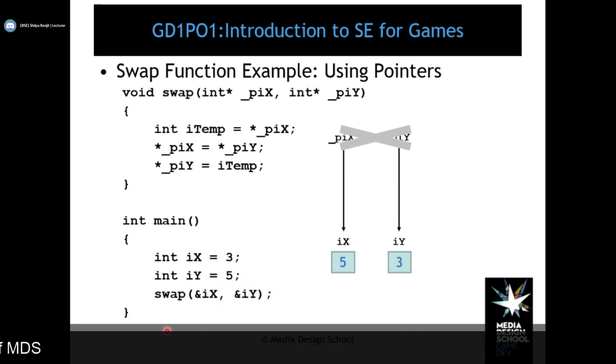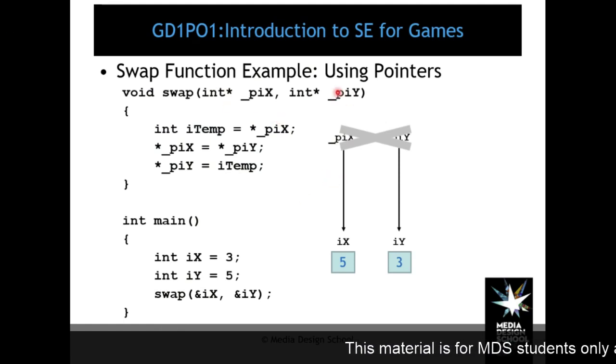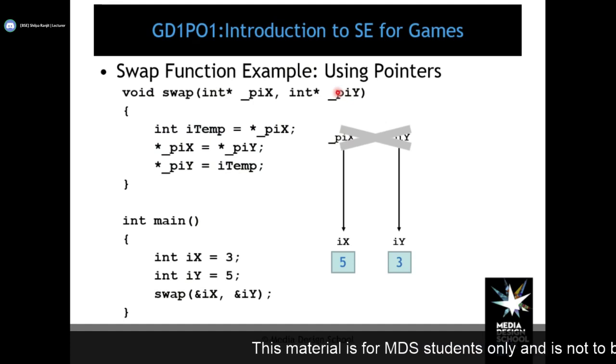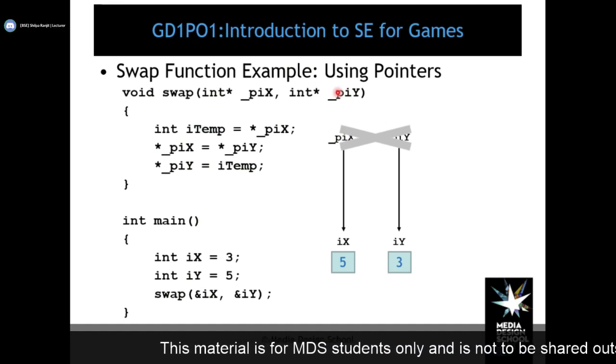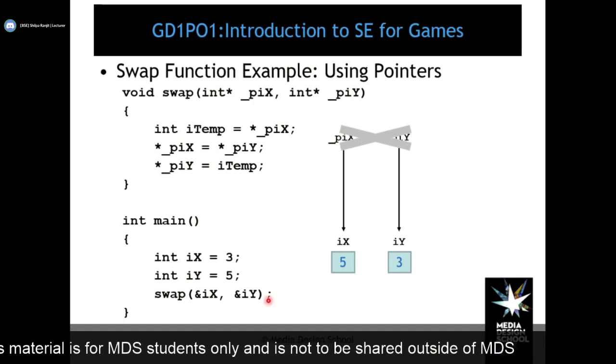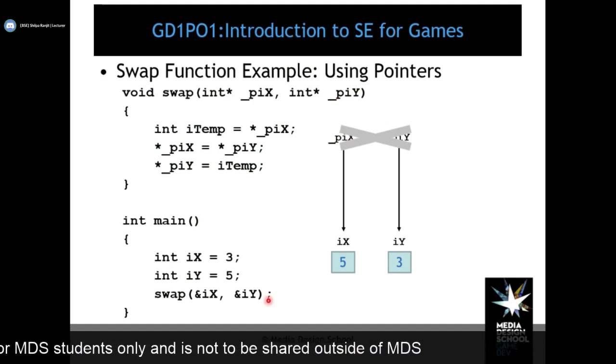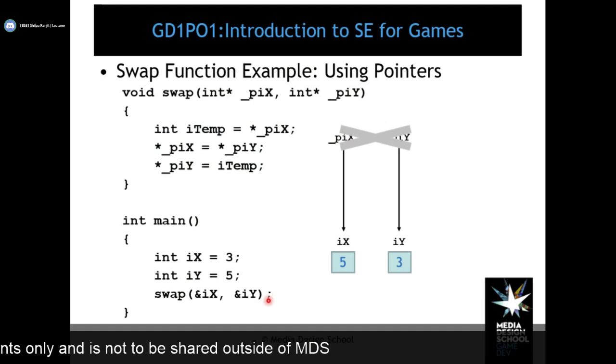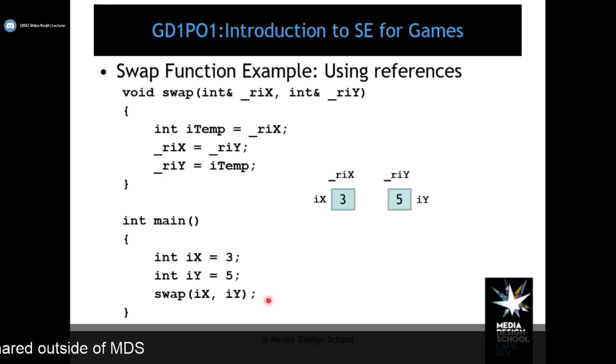All right. So if you want to make changes to multiple variables, go for using pointers, or the other method is using references. So I hope this is clear. I can see no doubts at this point. So moving on to the next one, let's see what the difference is with using references.